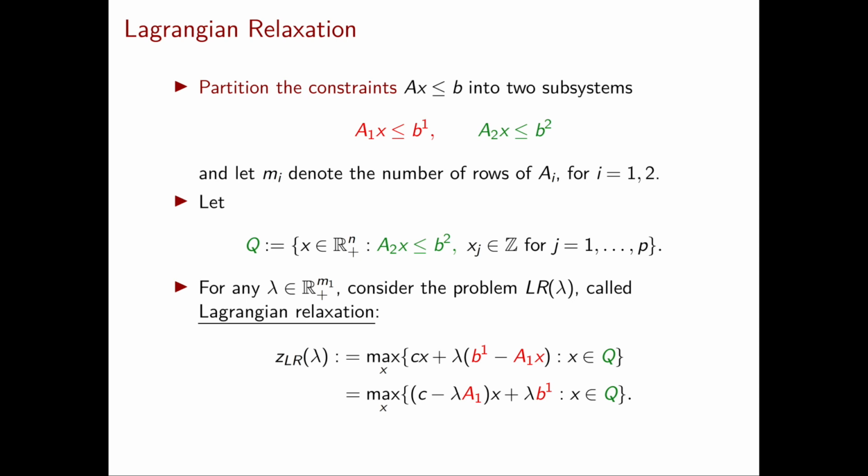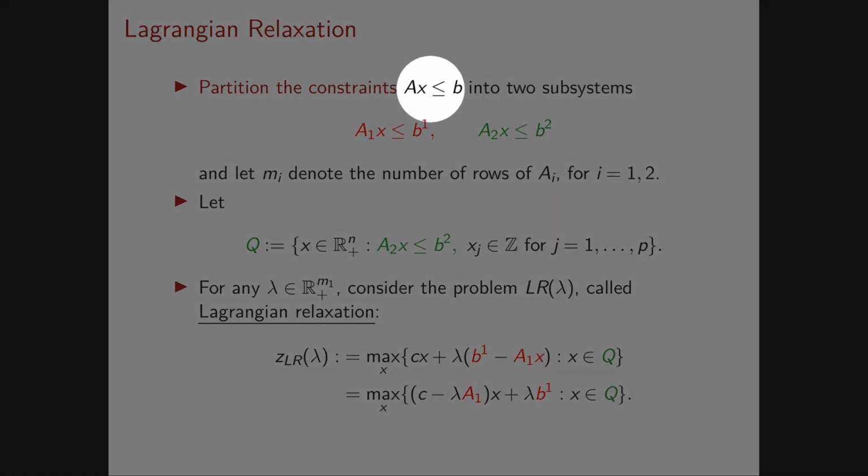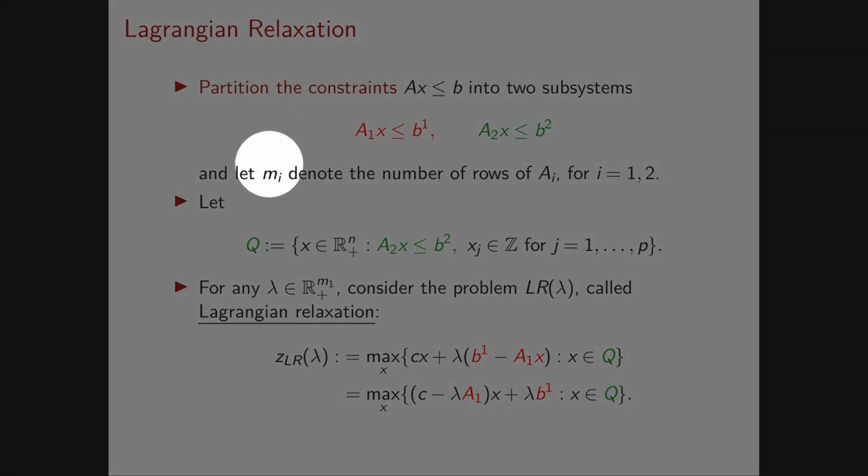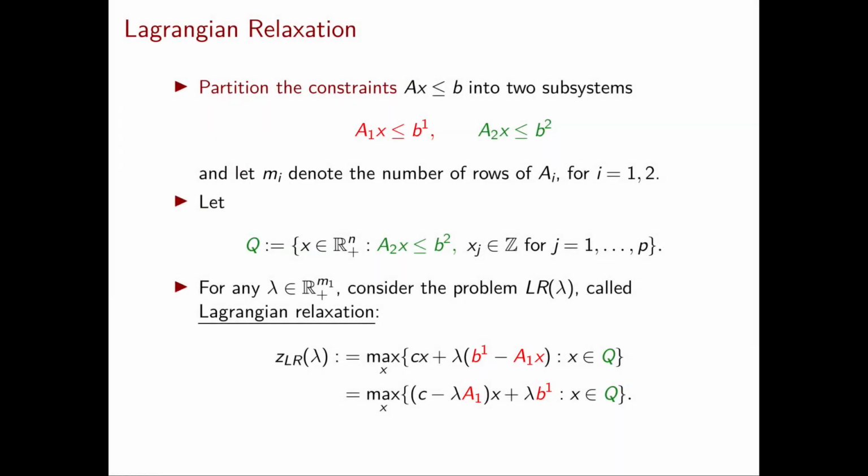We immediately partition our inequality constraints into two subsystems, and we're always going to denote them by A1x less than or equal to b1 and A2x less than or equal to b2. And we're also going to use m1 to denote the number of rows of the matrix A1. This partition is of course up to us. We can use any partition of this form. And based on our partition, now I want to immediately define what is the Lagrangian relaxation.